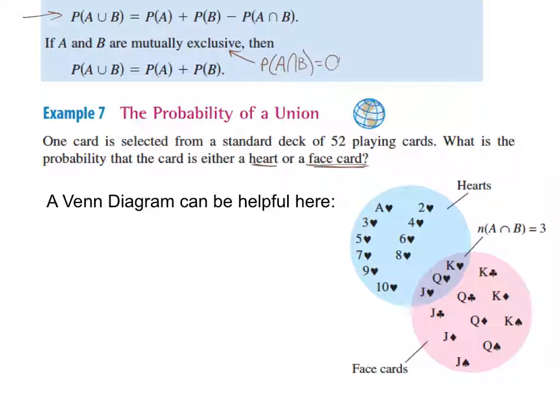So we need to use this first formula. The probability of getting a heart or a face card is going to equal the probability of getting a heart plus the probability of getting a face card minus the probability that the card you pick is a heart and a face card. So let's work this through. What's our probability of getting a heart?